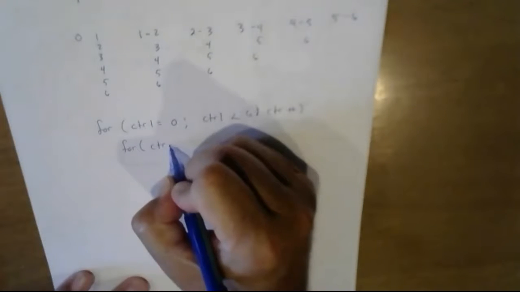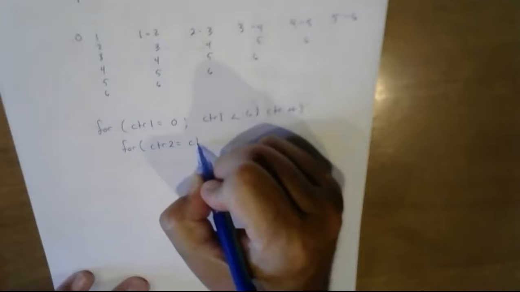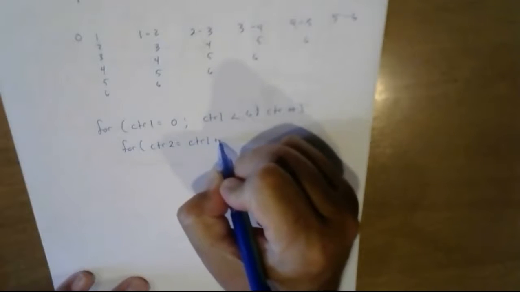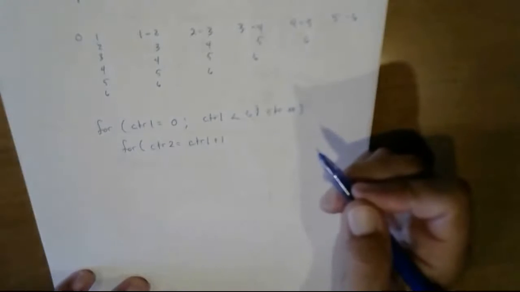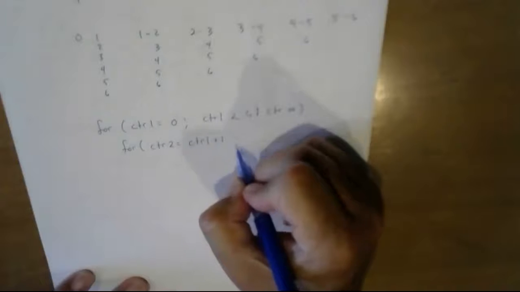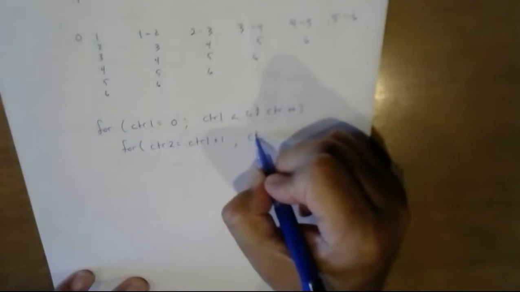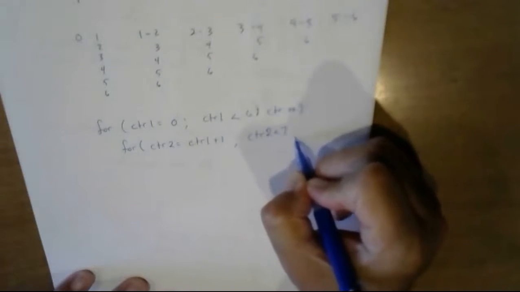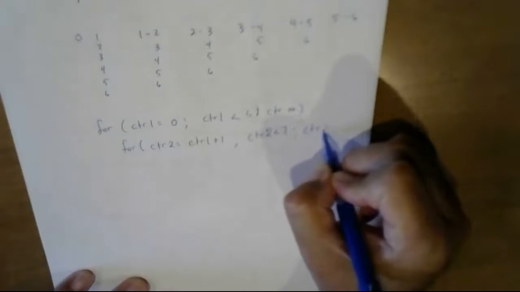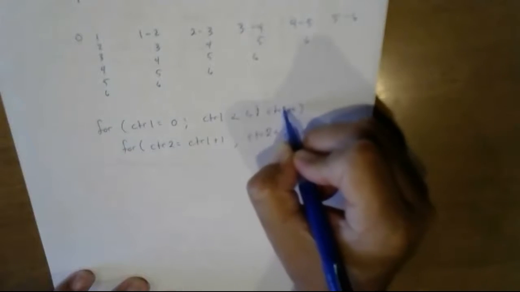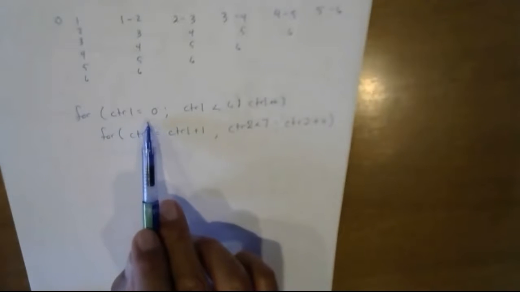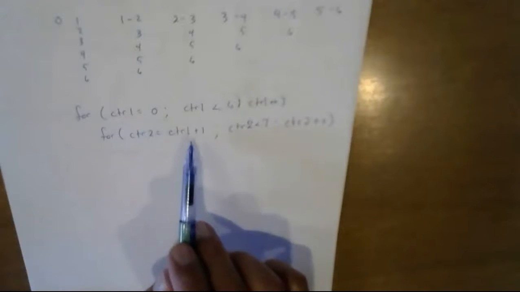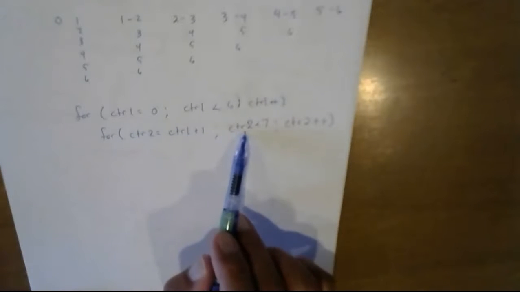So I'm now going to say my second counter is actually going to start at whatever counter 1 is plus 1. And it looks like I'm going to go all the way up to 6. So counter 1 and counter 2 is less than 7, and counter 2 plus plus. Oh, I forgot a 1 there. So now doing this, this would give me 0. This would give me 1, 2, 3, 4, 5, 6.